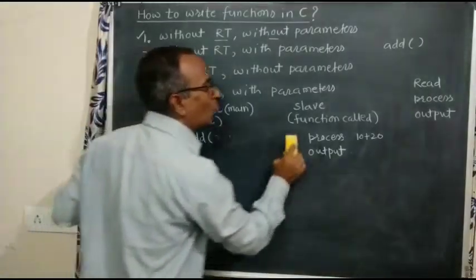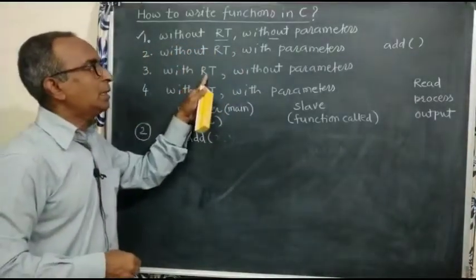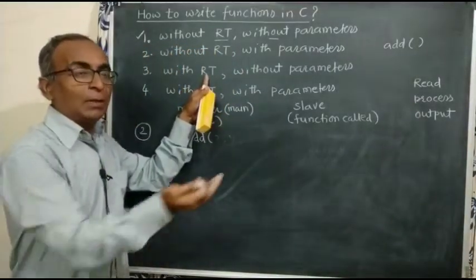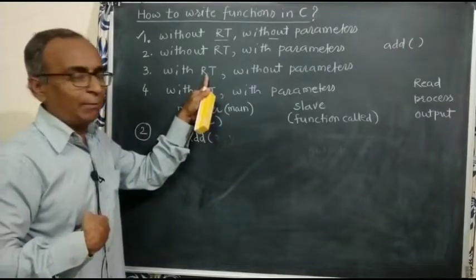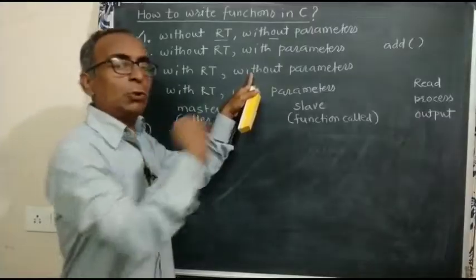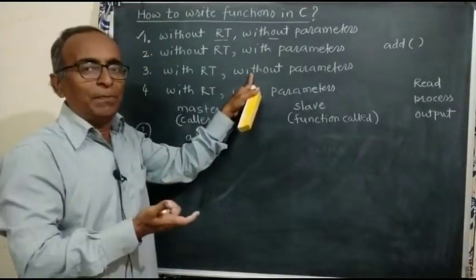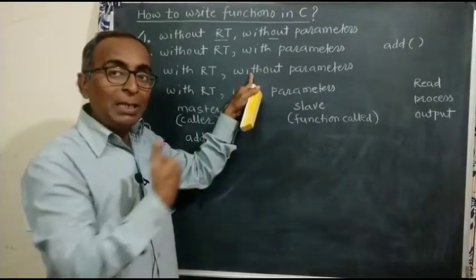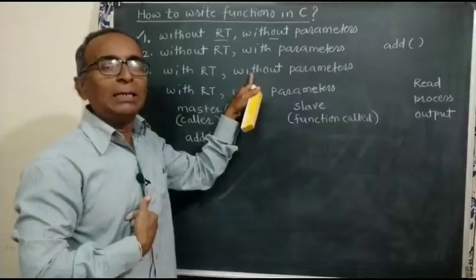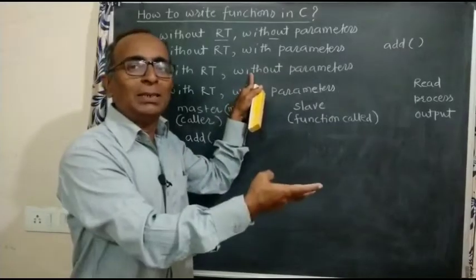Now who is doing what task? With return type, you are expecting something from the function or slave. Without parameters, you are not sending anything. This is how the master gives the order, C: add two numbers, give me the result of addition. Master is not sending two numbers here.